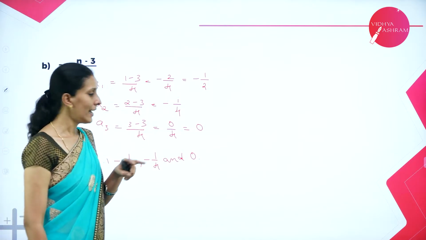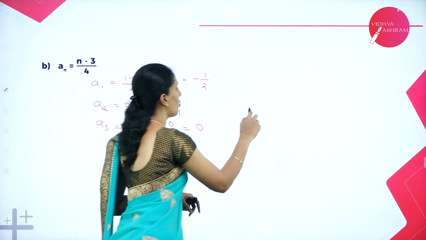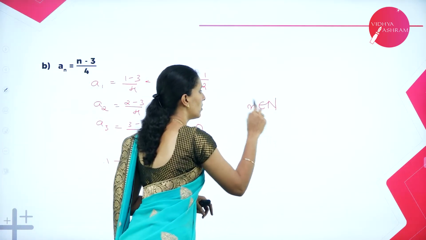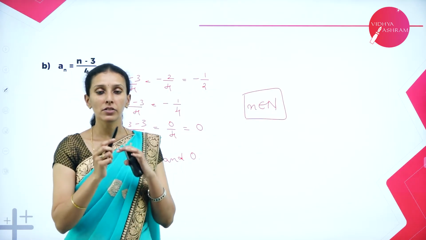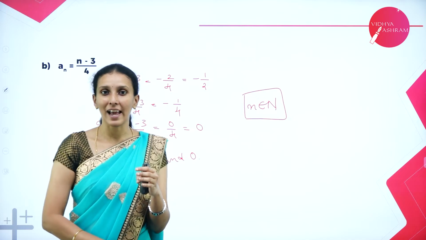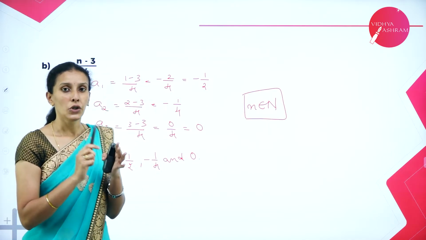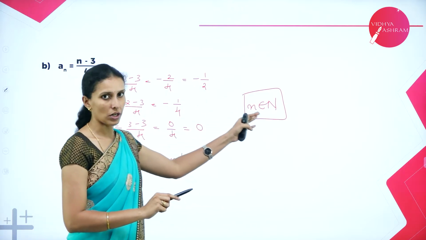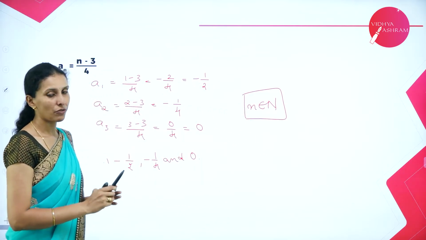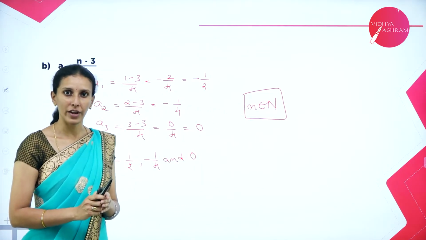I clearly said n belongs to the set of natural numbers. So the domain of the sequences are natural numbers. It is not that the range should also lie in natural numbers. Only the domain of the sequence is in the set of natural numbers. You may get negative numbers or 0 as range.